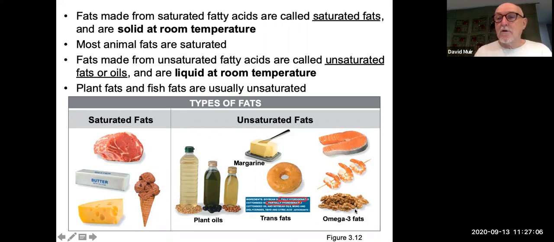But there's one group of lipids which we cannot manufacture, and so they are called essential fatty acids. We have to get them from our diet. Other things are able to manufacture them. Human beings cannot, so we have to get them from our diet.